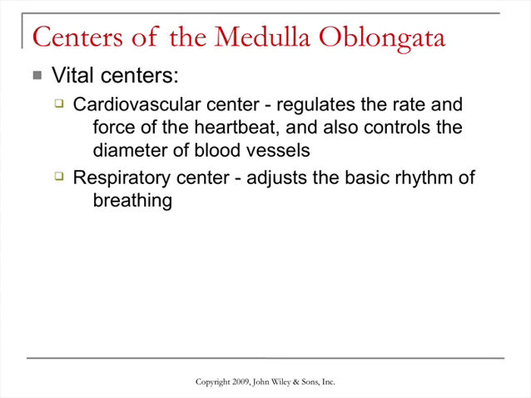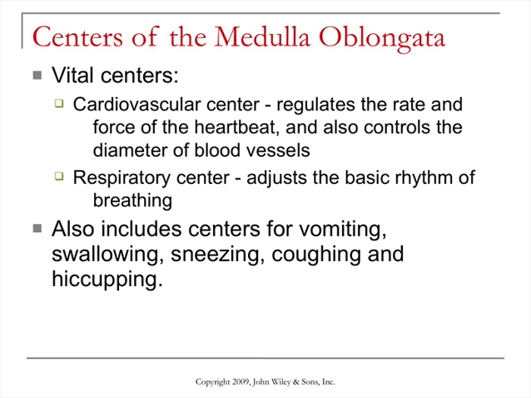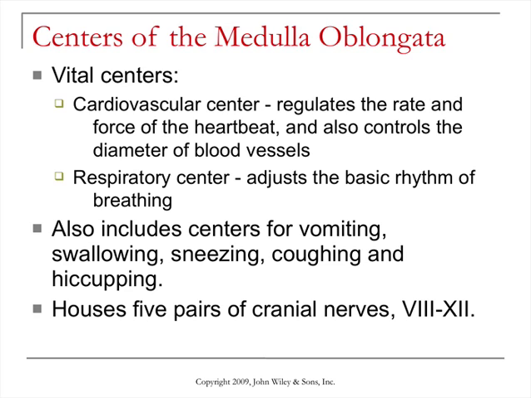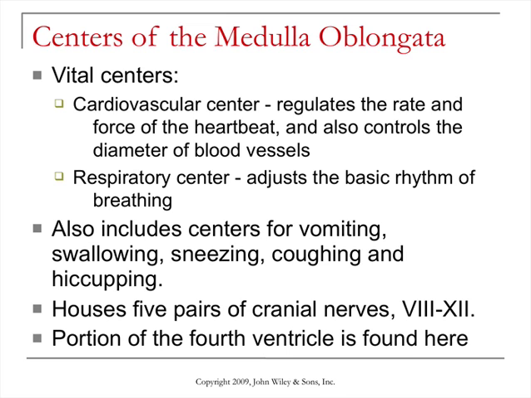The respiratory center is another group of neurons found within the medulla oblongata. And this particular group of neurons helps adjust the basic rhythm of breathing. And we will understand why we would want to adjust the basic rhythm of the breathing next semester when we talk about the respiratory system. The medulla oblongata also contains neurons that are involved in vomiting, swallowing, sneezing, coughing, and hiccuping. The medulla oblongata also houses 5 pairs of cranial nerves, number 8 through 12. And a portion of the fourth ventricle is found in the medulla oblongata.